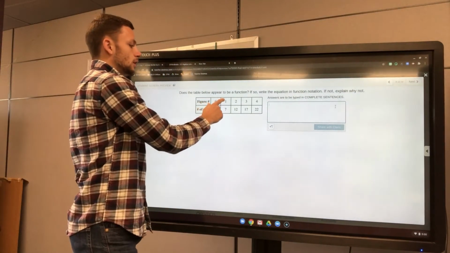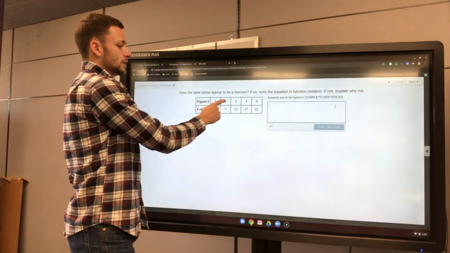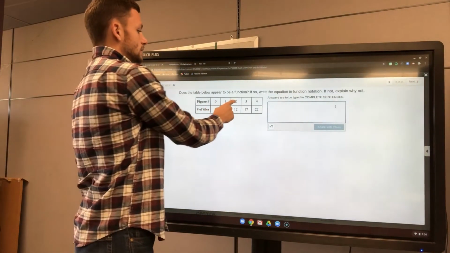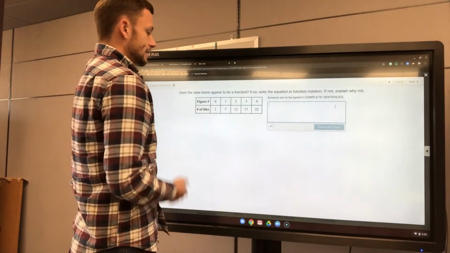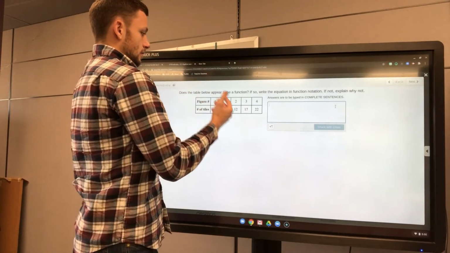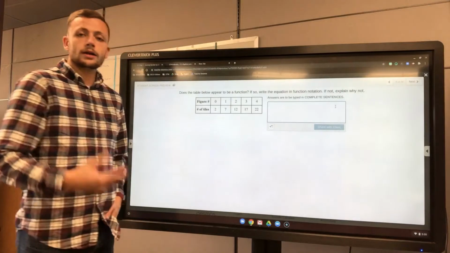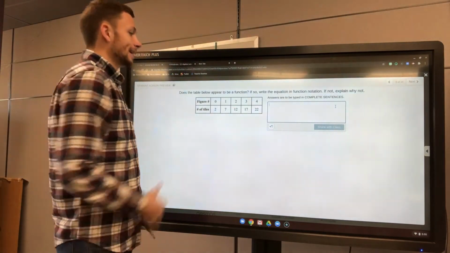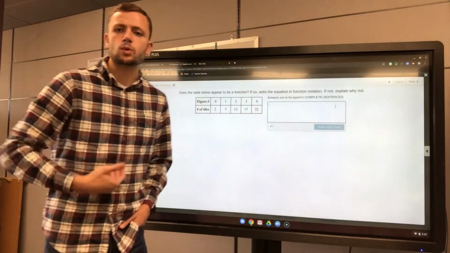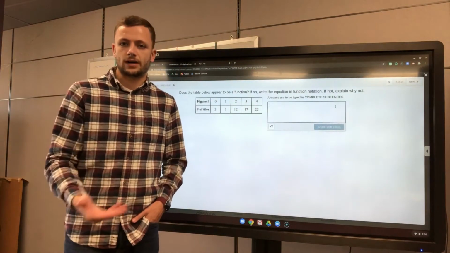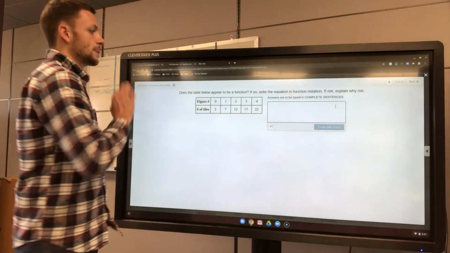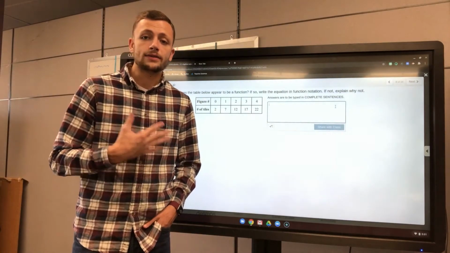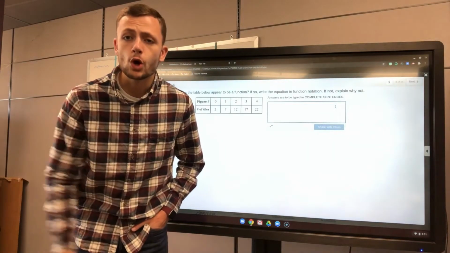When we go from 0 to 1, we go from 2 to 7. So figure number increased by 1, and the number of tiles increased by 5. From 1 to 2, our figure number increased by 1, and our number of tiles, again, increased by 5. Again, from 2 to 3, we increased from 12 to 17. That's also a difference of 5. So every single time our figure number increased, our number of tiles increased by 5. If that's not a function, I don't know what is.